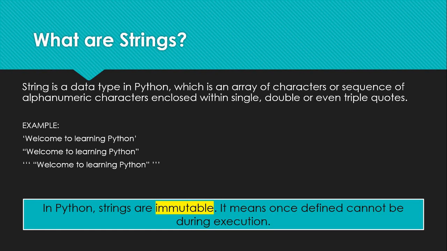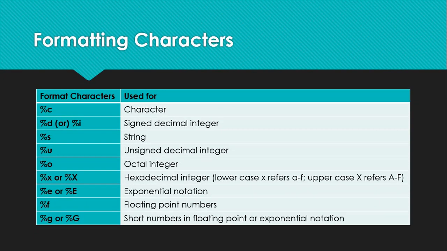To start with, I'm going to talk about the formatting characters available in Python. You've already done this in C++. We use a formatting character to relate to what type of data you're using. If you're using an integer, you use %d. If you use a character, which is one single character, you use %c. If you use a string, a sequence of characters enclosed in single, double or triple quotes, then you use %s. For an unsigned integer, we use %u.